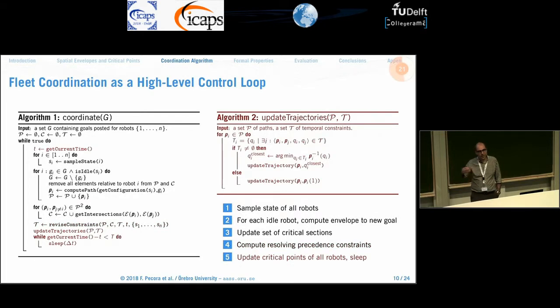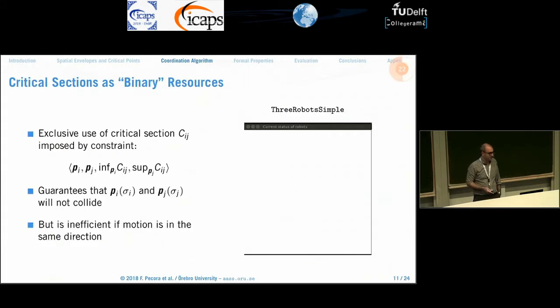Now, once these constraints are revised and computed, all we need to do is to communicate them to the robot controllers. And here another point that is worth emphasizing is that what we are communicating to robot controllers are critical points. We're not communicating some complex instruction. We're just giving them a set point beyond which the robots are not allowed to proceed along the reference path.